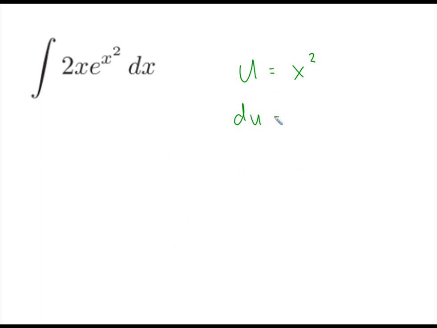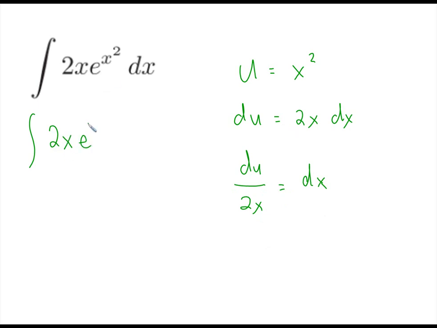Now, du is going to equal 2x dx, so du over 2x is going to equal dx. Now I can do the substitution. So I'm integrating 2x e to the u power, and then dx is going to be replaced with du over 2x. Now you notice this fits perfectly. The 2x's both divide each other out, and I'm integrating e to the u power du.